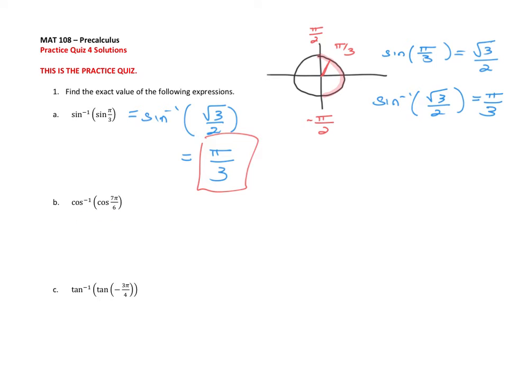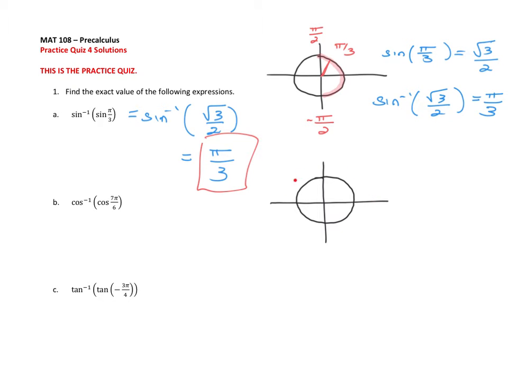Will the same thing happen in part B, cosine inverse of cosine of 7 pi over 6? Will the answer be 7 pi over 6? I'll take the same approach. I'm going to draw a unit circle, and I'm going to label where 7 pi over 6 is.